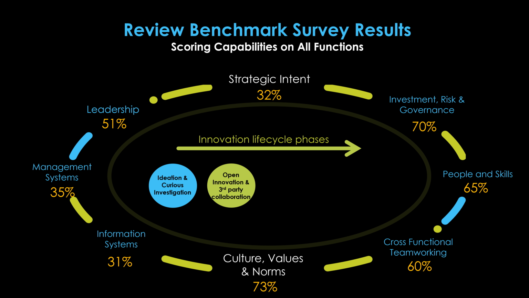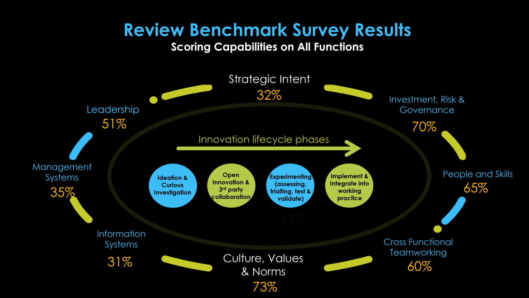By looking at the aggregate scores across the best practices framework, the strengths and weaknesses of existing capabilities start to become clear. In this example, we see that the experimenting and implementation phases of the innovation lifecycle are strong. That is no surprise because this is a disciplined, well-managed business. However, something is out of kilter with innovation at the input end of the lifecycle.